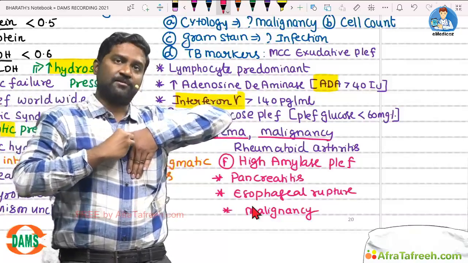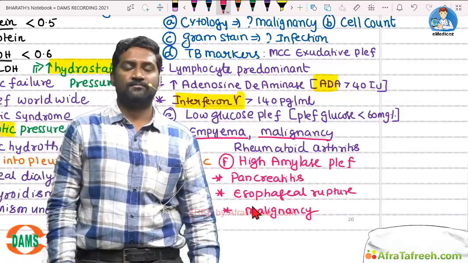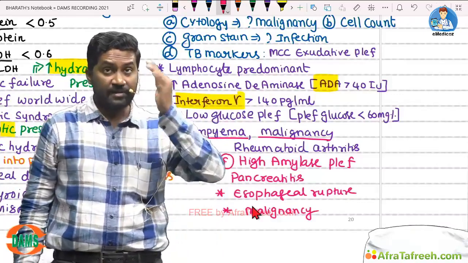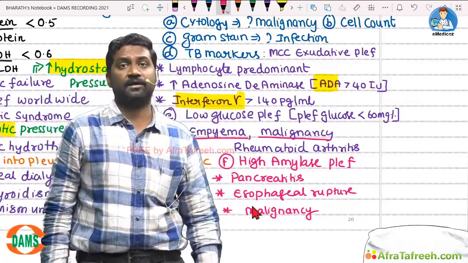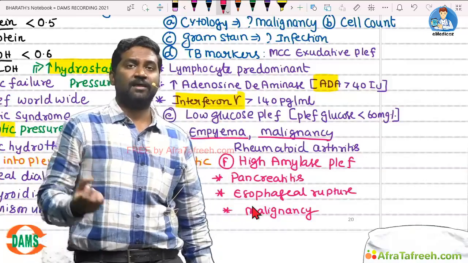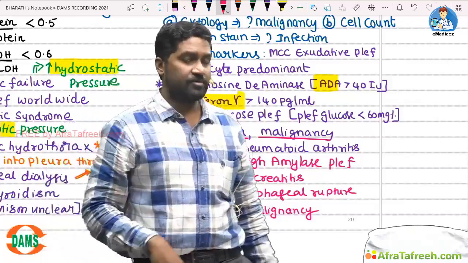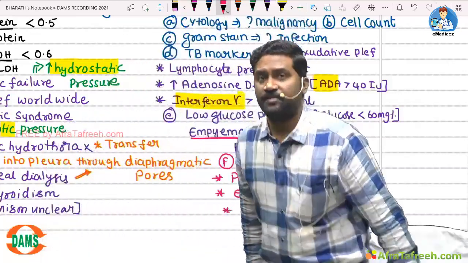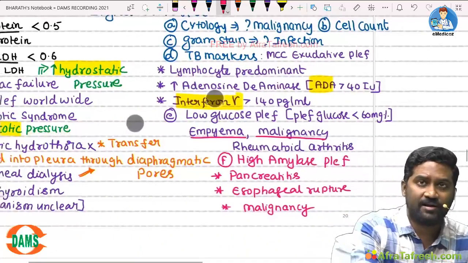So the contents from the esophagus will now go into the pleural space. And what does the esophagus contain? Saliva. And what is saliva rich in? Amylase. Saliva is rich in amylase, that will be seen in the pleural fluid. And in malignancy, a few tumor cells can themselves produce amylase. Because of that, within the pleural effusion there can be elevated amylase.